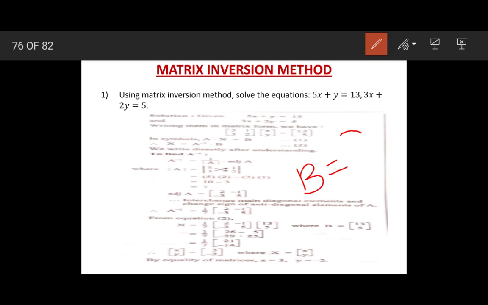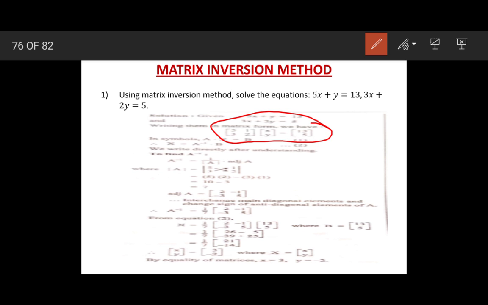B is what? B is a matrix of constants. Matrix of constants means the constant values. In the first equation, the constant is 13. In the second equation, the constant is 5. So 13, 5. Like this you have to write the equation in matrix form. So A is a matrix of coefficients, then X is a matrix of variables, then B is a matrix of constant values. Okay. So AX equal to B.